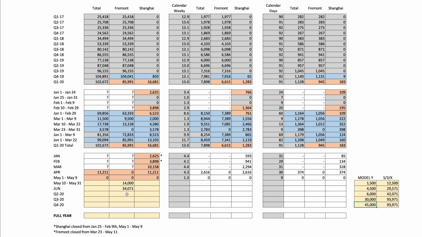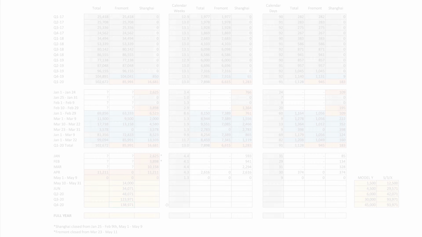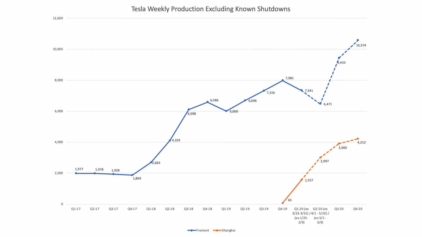Putting all those pieces together for Fremont then, for Q2, I'm at 48,000 vehicles. For Q3, 124,000 vehicles. For Q4, 139,000 vehicles. Those weekly rates, again excluding the shutdown that we know in Q2, would be about 6,500 vehicles from Fremont in Q2, about 9,400 in Q3, and about 10,600 in Q4.